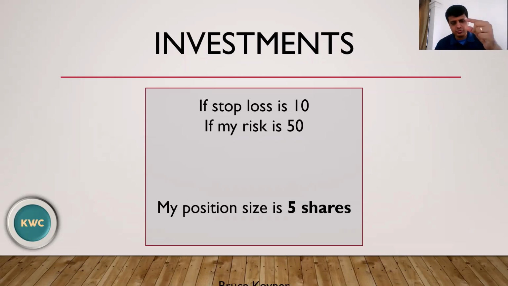If my stop loss is 2 rupees and my risk appetite is say 1,000 rupees, I will buy 500 shares, or I will sell 500 shares depending on whether I'm shorting or going long. So that is the answer there. Your stop loss and your risk decide how many shares you get involved in a trade, the position size.